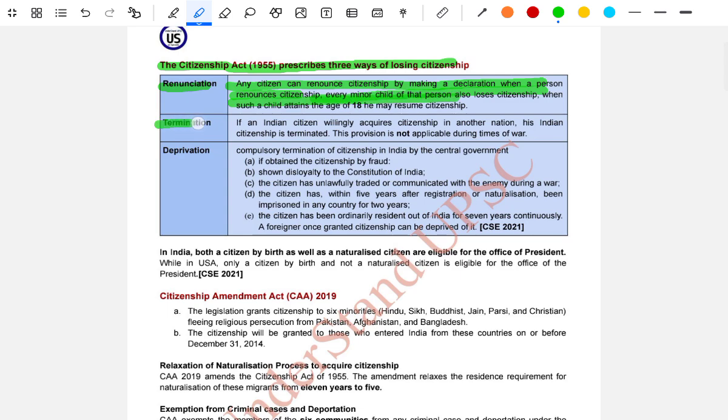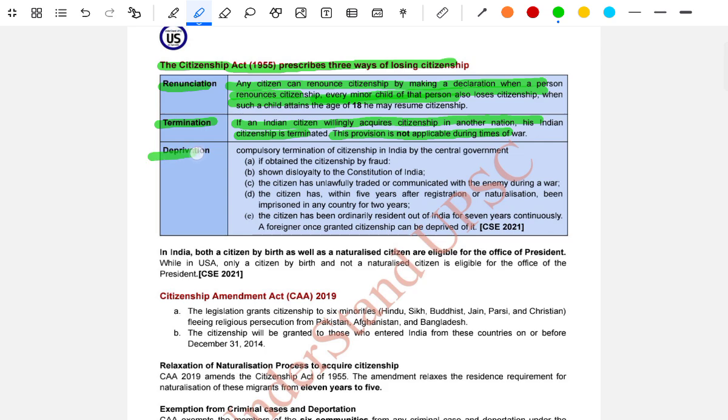Termination: if an Indian citizen voluntarily acquires the citizenship of another nation, his Indian citizenship is terminated. This provision is not applicable during the time of war.